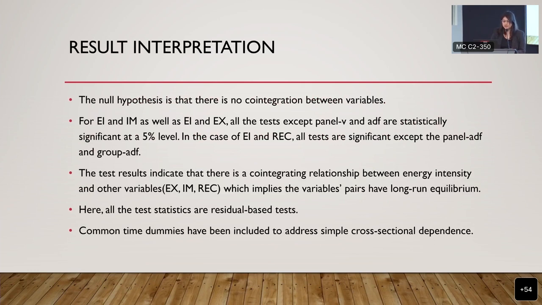In the case of energy intensity and renewable energy consumption, all tests are significant except the panel ADF and group ADF. The test results indicate that there is a co-integrating relationship between energy intensity and other variables, that means export, import, and renewable energy consumption, which implies the variable pairs have long-run equilibrium. That means each pair, energy intensity and export, energy intensity and import, and energy intensity and renewable energy consumption, has a long-run equilibrium relationship. Here, all the test statistics are residual-based tests. Common time dummies have been included to address simple cross-sectional dependence.